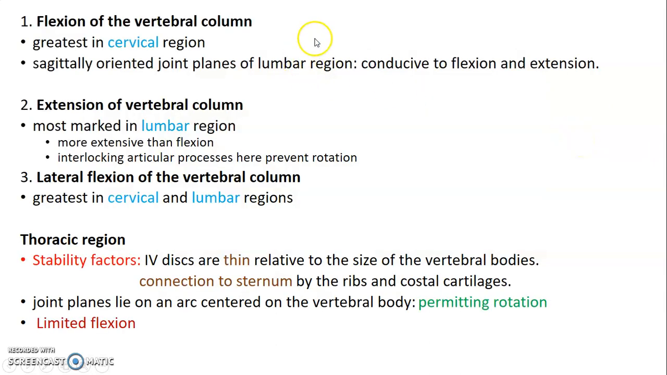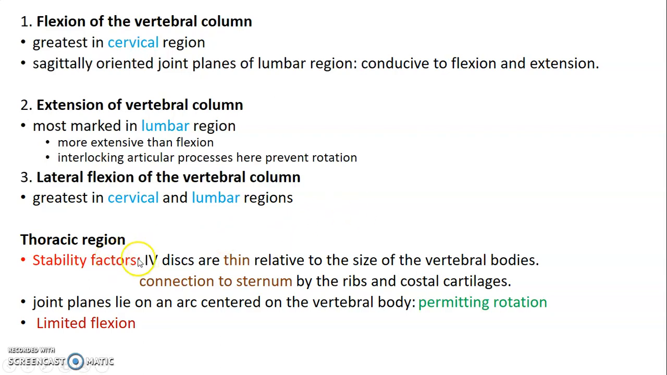So flexion of the vertebral column is greatest at the cervical region, and extension is most marked at the lumbar region, while lateral flexion of the vertebral column is mainly at the cervical and the lumbar region. Remember, the thoracic region has to be stable because it's protecting vital organs, the heart and the lungs.